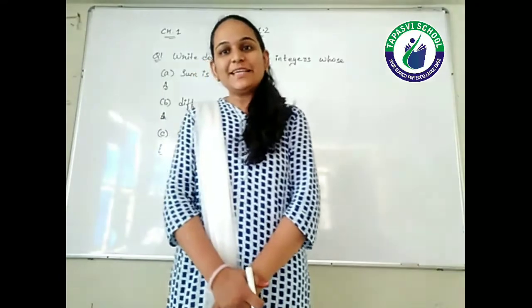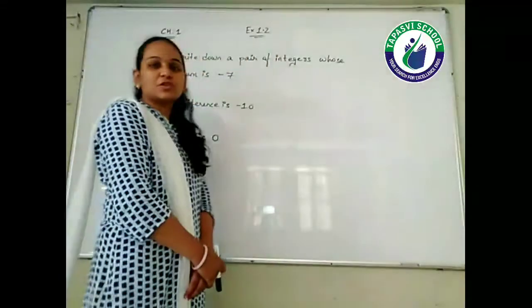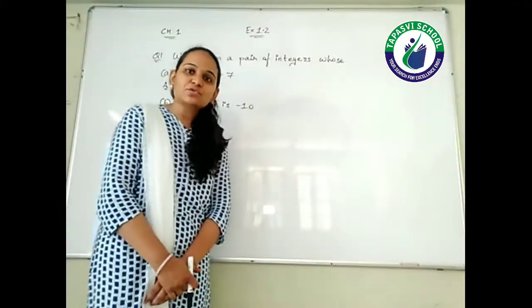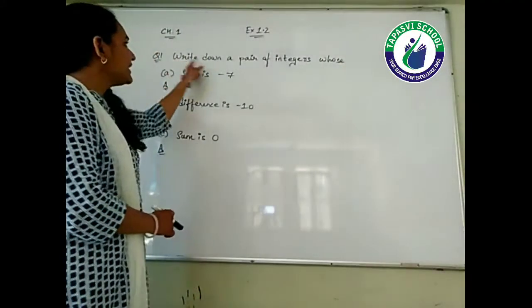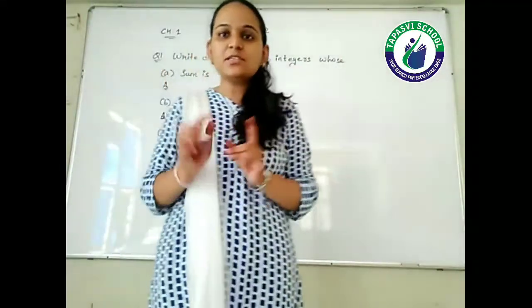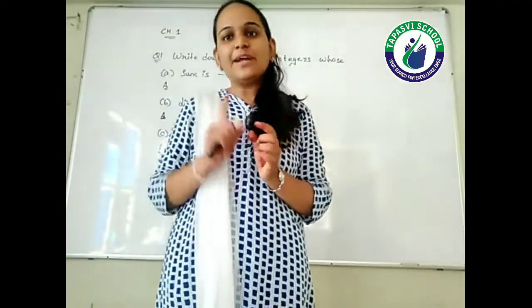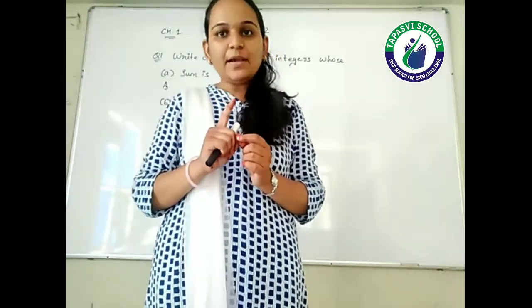We will be seeing exercise 1.2. Let's see question number 1 of exercise 1.2, students. Question number 1 is: write down a pair of integers whose... A pair of integers means you need to only write one pair. You can form so many pairs, but right now we have to only form one pair.